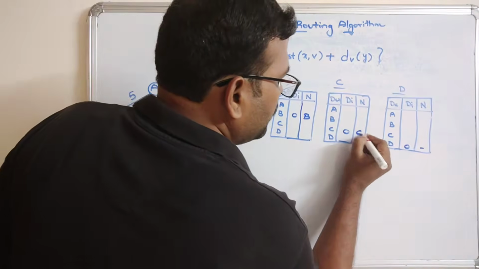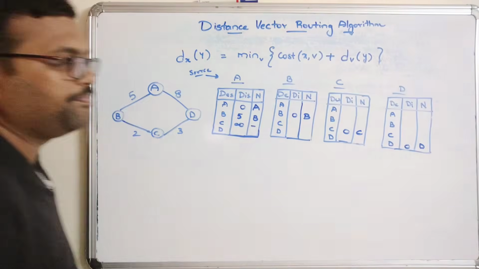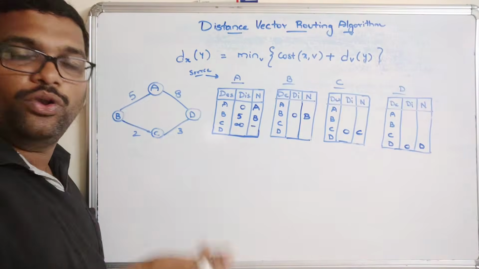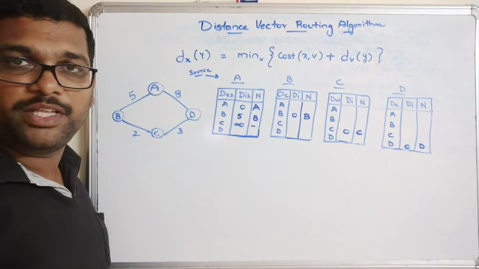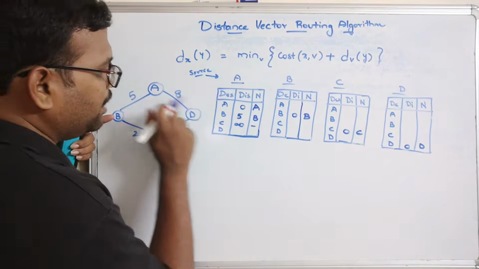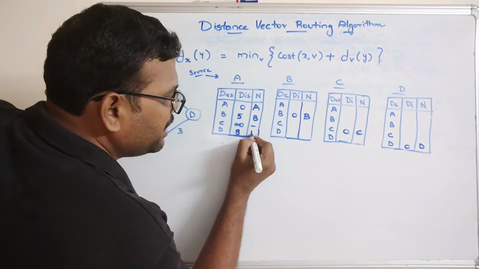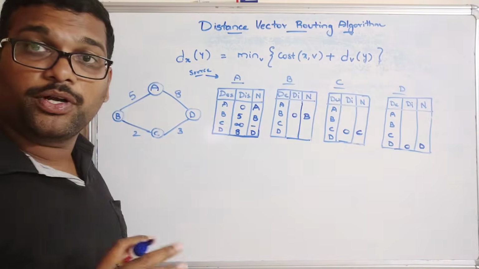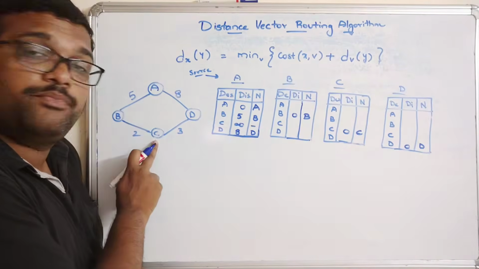And C and D. Because there is only one node, the next node will also be that same node, right? Next, A to D. A to D there is a direct link, so the distance is 8, and the next hop is D. Hope you understood. So there is no direct link from A to C.